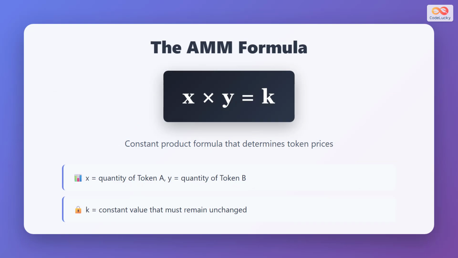The magic behind automated market makers is a simple but powerful formula. X times Y equals K. This is called the constant product formula. Here, X represents the quantity of token A in the pool, and Y represents the quantity of token B. The letter K stands for a constant value. This constant must always remain the same, no matter how many trades happen. When someone buys token A from the pool, the quantity of token A decreases while token B increases. The formula automatically adjusts the price to keep K constant. This elegant mechanism ensures that prices reflect supply and demand without any human intervention.